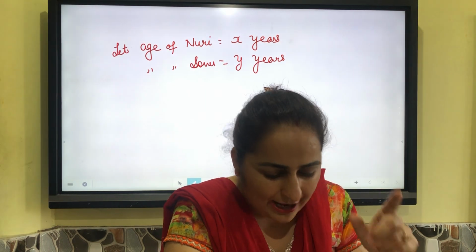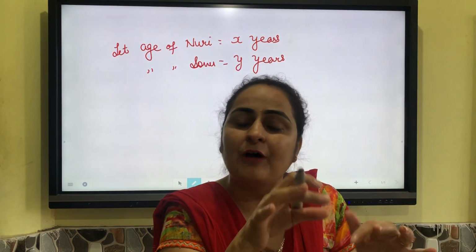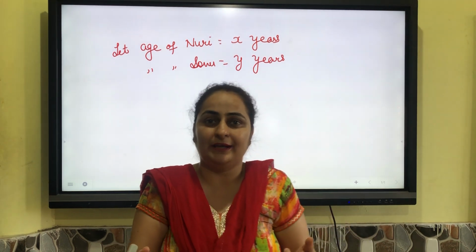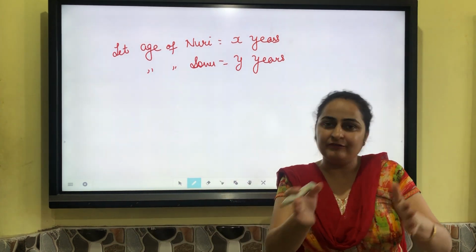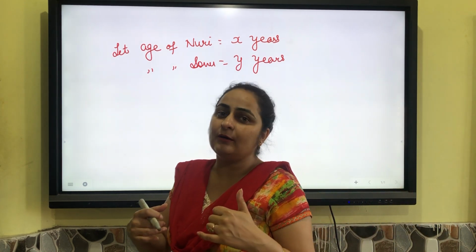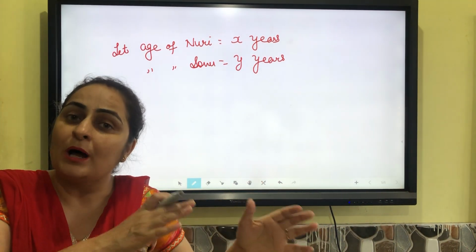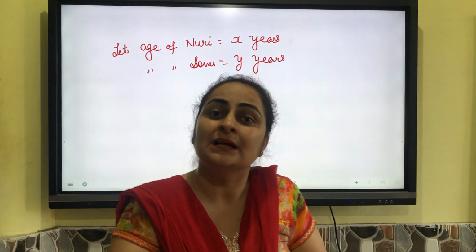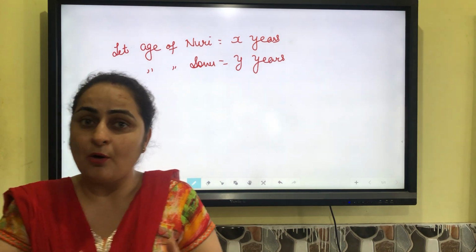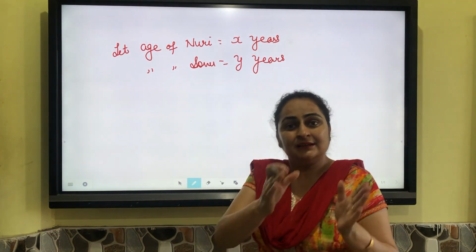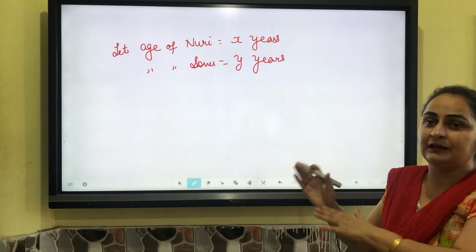Now, 5 years ago and 5 years hence or 5 years later. What does it mean? Ago means 5 years back. If at present I am 20 years old, then 5 years back I was only 15 years. And 5 years hence or later means after 5 years. Now I am 30 years, then after 5 years what's my age? That is 30 plus 5, 35 years.